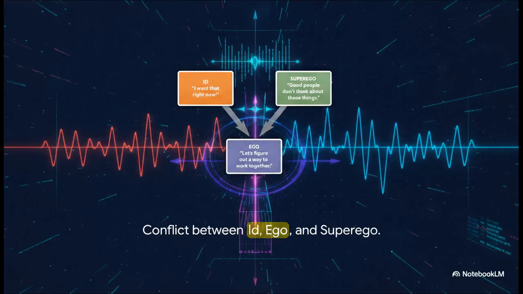Freud saw personality as a constant, ongoing conflict between 3 subsystems. You have your primitive id, demanding instant gratification, kind of like a toddler. Then you have the moral superego, acting as strict societal rules. And caught right in the middle is the ego, the conscious decision-maker, desperately trying to negotiate between the two.